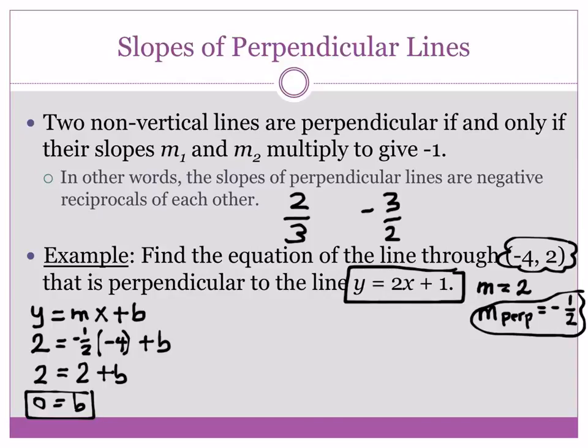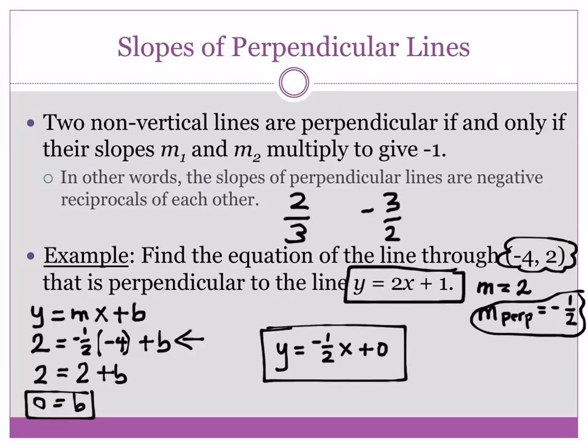So be careful, when I plugged in the 2 and the negative 4 here, that was one specific point. I'm looking for the equation of the whole line. So my answer will not have the 2 and the negative 4 plugged in. Okay, is everybody all right with that? It will not have those values plugged in. It will have the m value plugged in, negative 1/2 x, and it will have the b value plugged in. And if you don't want to write the plus 0, just leave it off. That's okay too. But this would be the equation of my line.